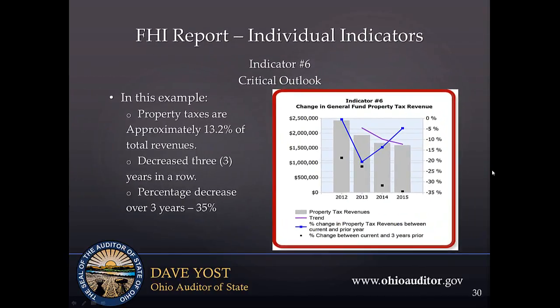The critical outlook for indicator 6. In this example, the property taxes are approximately 13.2% of total revenues. They have, as you can see, decreased 3 years in a row. You can see from the gray bars, and you can also see from the trend line. The percentage of the decrease over the 3 years is 35%.